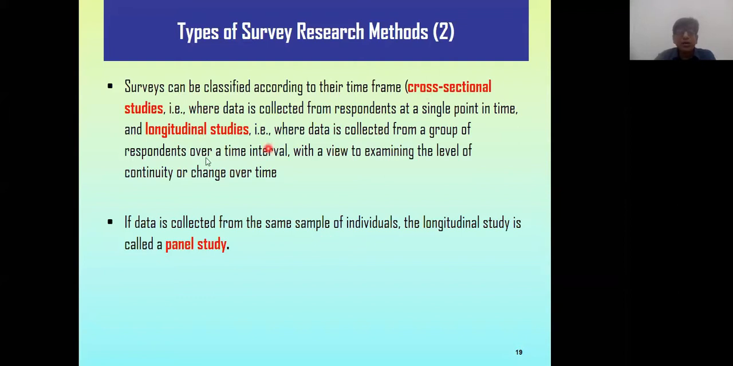If we combine these two, cross-sectional studies and longitudinal studies, it becomes panel data. So if you combine these two, it becomes a panel study. If data is collected from a sample of individuals in a longitudinal study, it is called a panel study. Basically, you collect the data at different points in time, but from the same respondents. It is called panel data.